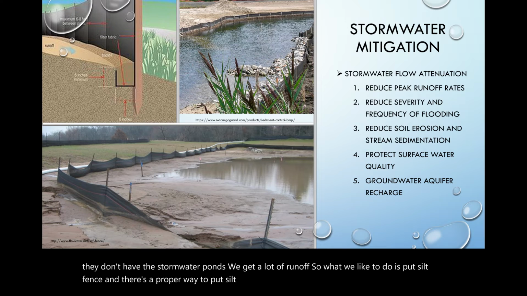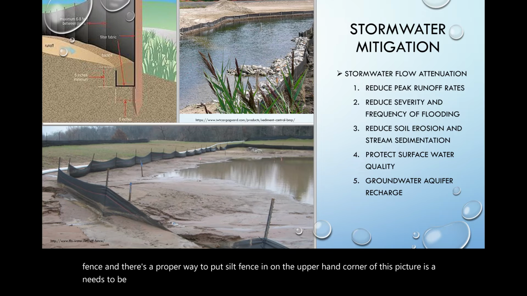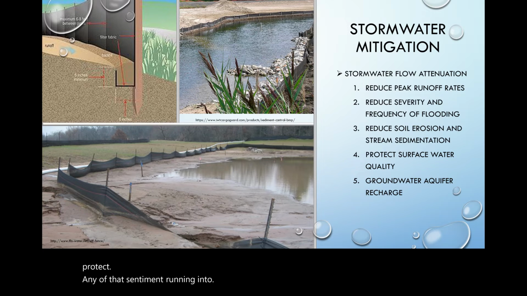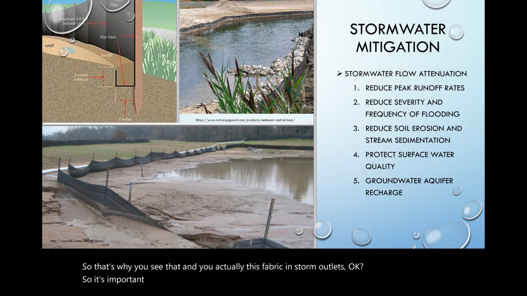On the upper left hand corner of this picture, it needs to be buried and it needs to be compacted, so when the water hits it, it doesn't bulldoze it over like in the bottom picture. If you look in the upper right picture, you can see we need to protect any of that sediment running into the river or water body. So that's why you see that, and you'll actually see this fabric in storm outlets. So it's important that this is inspected, that we're not causing damage.